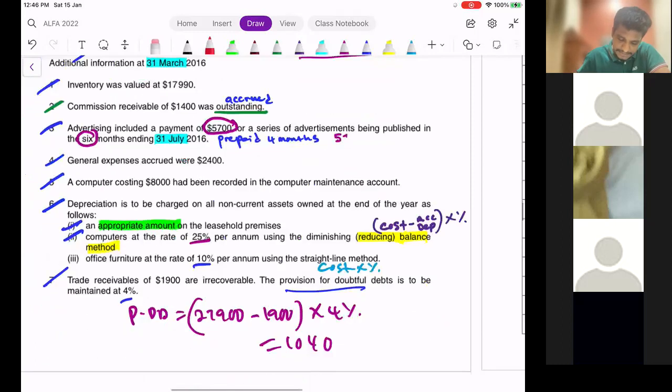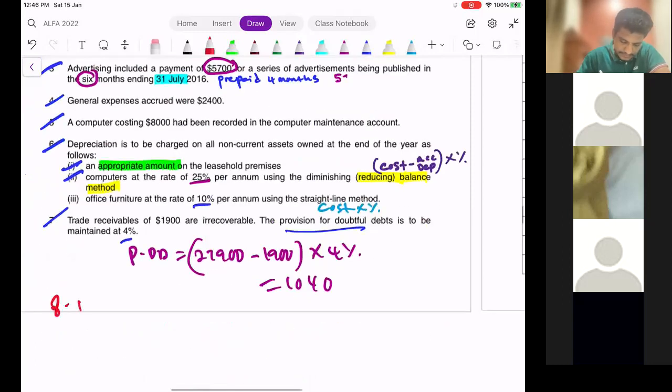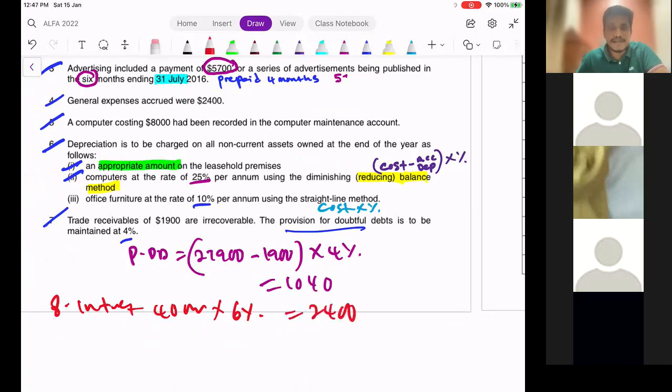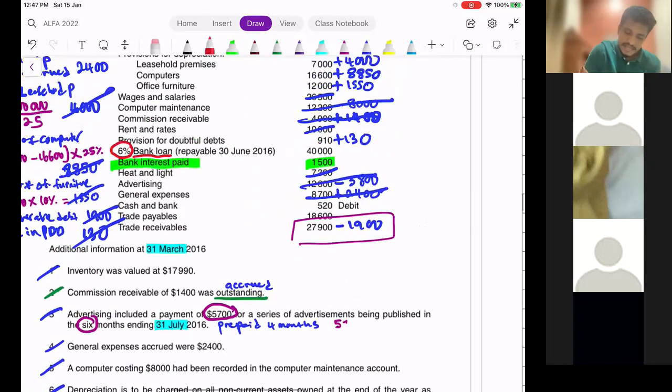Can, right? How to calculate it? 40,000 times 6%. Interest: 40,000 times 6%, I get 2,400. Your interest supposed to be 2,400, but how much did you pay? Bank interest paid is only 1,500. So minus 1,500, 900 is accrued.